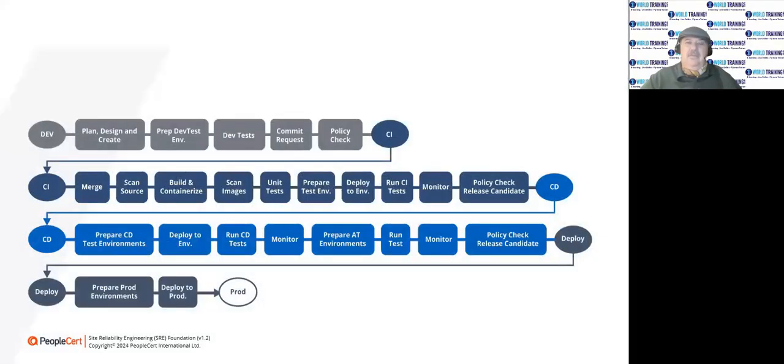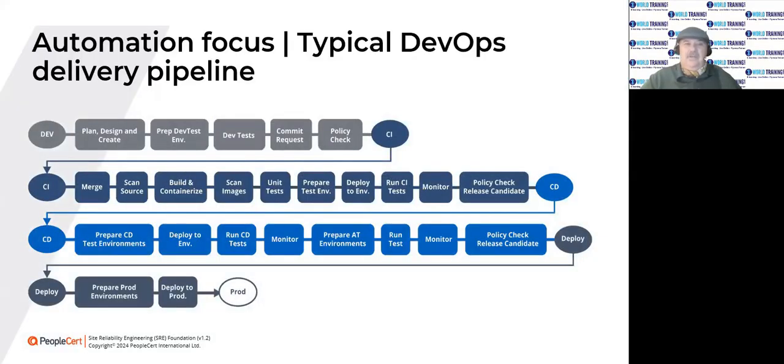Okay, how do you think about automation? This is an exercise we're going to go through looking at automation. First of all, from left to right from a DevOps delivery pipeline perspective, and then we'll look at it more from an SRE perspective, from right to left, from a production perspective.